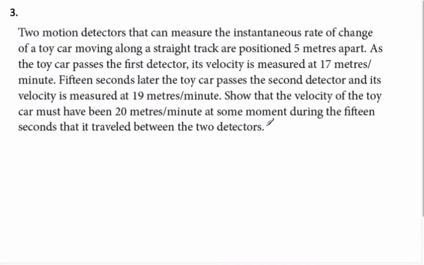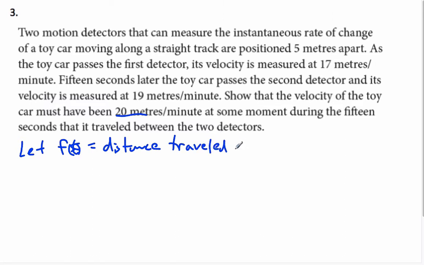Okay, next we got this word problem about a moving toy car along a track. Okay, position 5 meters apart. The velocity is measured twice. Show that the velocity of the toy car must have been 20 meters per minute at some point. So we'll start by letting f of t equal distance traveled as a function of time, in time t.